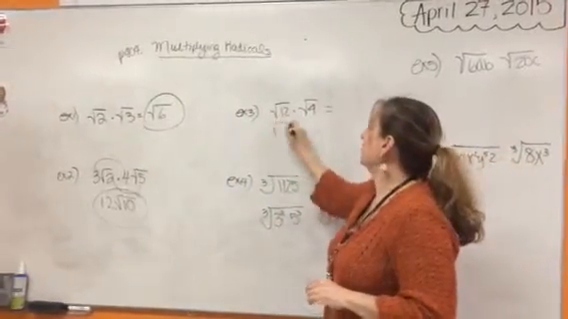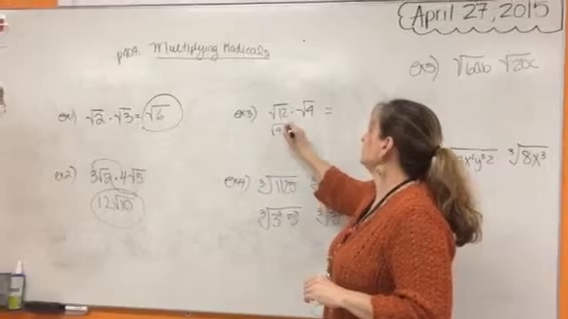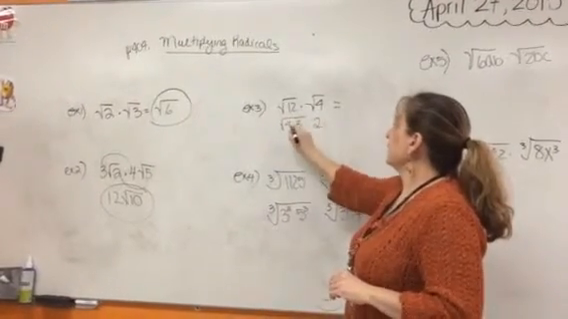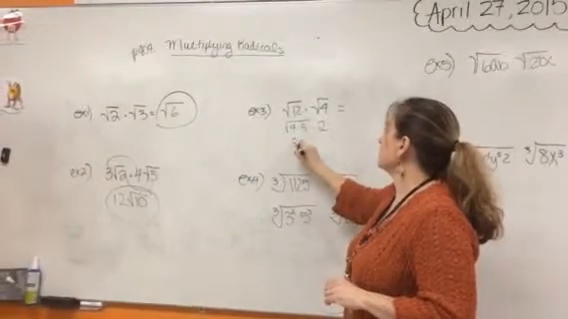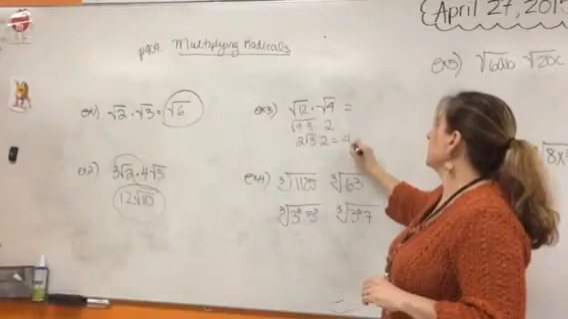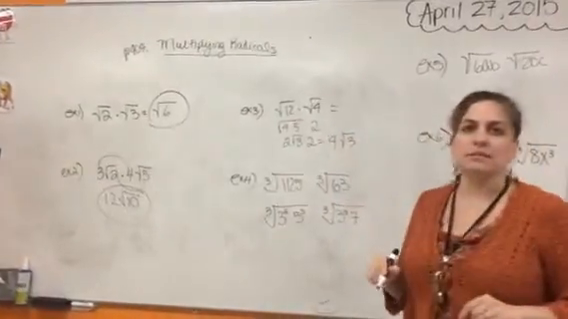The square root of 12 is the square root of 4 times the square root of 3. The square root of 4 just becomes 2. So the square root of 4 pops out as a 2. So now I have 2 radical 3 times 2. And then you just multiply the outside numbers. I get 4 radical 3 as my answer.